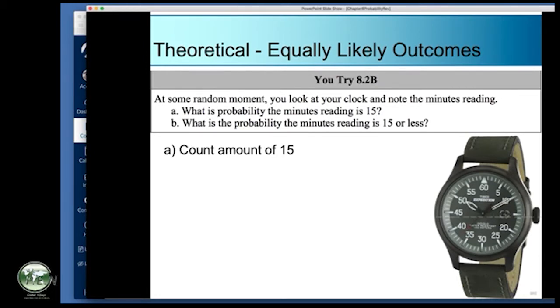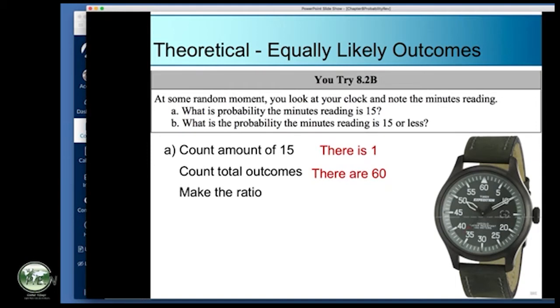Count the amount of 15s. Well, there's 115, although you can't see it because they've got the date thing there, but there would be a 15 there. There's 1. Total of outcomes, you could count them, but you could see there's 60, starting with 1 minute all the way to 60 minutes. And so make the ratio 1 out of 60. So it's just 1.67%. Very, 1 out of 60. That's the probability. Awesome.